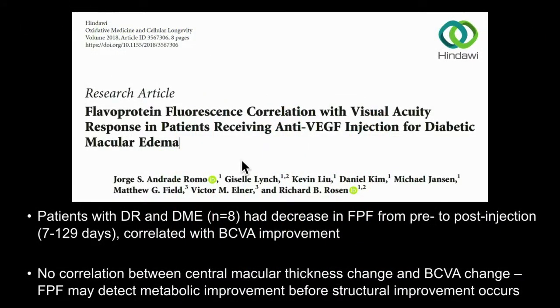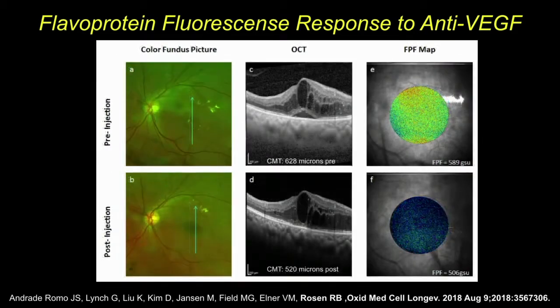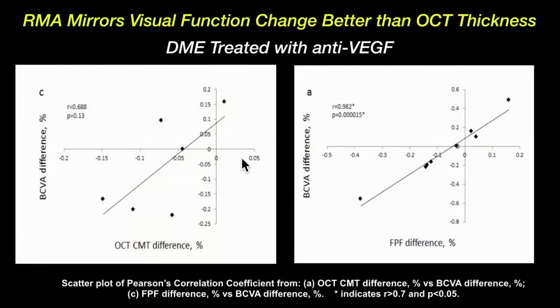Most recently, Romo demonstrated in a patient pre- and post-injection of anti-VEGF that the flavoprotein fluorescence correlated better with best corrected visual acuity than the central macular thickness in OCT. And here you can see some examples where the OCT gets less, but the flavoprotein fluorescence numbers actually decrease more and closer to what the patient experienced. So now you have an objective measure that correlates with the patient's subjective finding. And here are the graphs that show that.